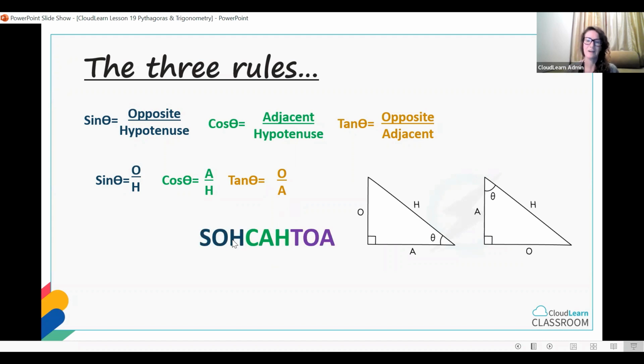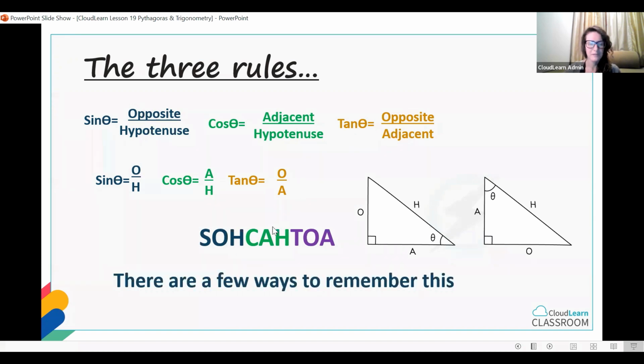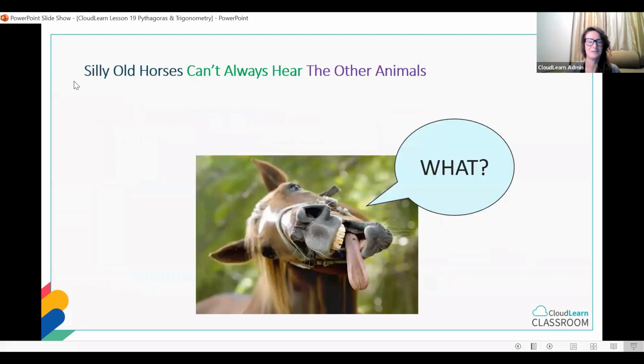In any right angled trigonometry problem you ever have in any exam, I'd highly recommend that's the first thing you write down. Write that down, and then you can use that to figure out which one of these rules you're using, and then go ahead and do your work. A few ways some people do remember it using this mnemonic: Silly old horses can't always hear the other animals. I just really like that. But most people will write down SOHCAHTOA in their exam.